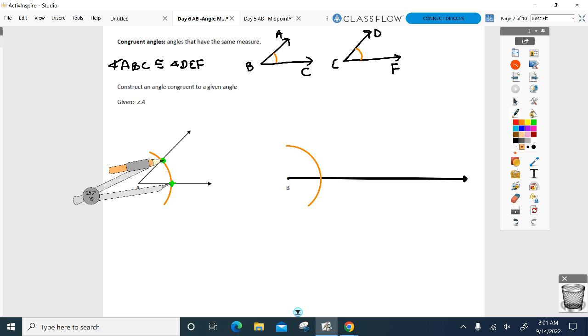Okay, go back to the one you're constructing now. I know some of you are trying to get ahead of me. You don't put it on B. You put it on where the arc intersected the ray. So put your compass point right now on where your arc intersected the ray. Now you need to make an arc that intersects your first one, from that point of intersection. You can do this above or below, it doesn't matter.